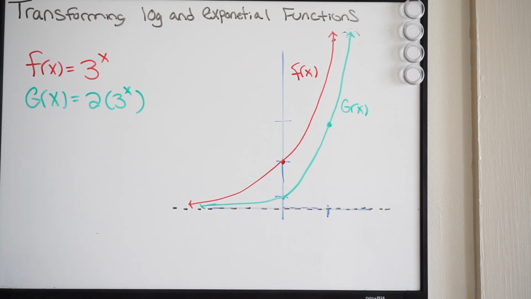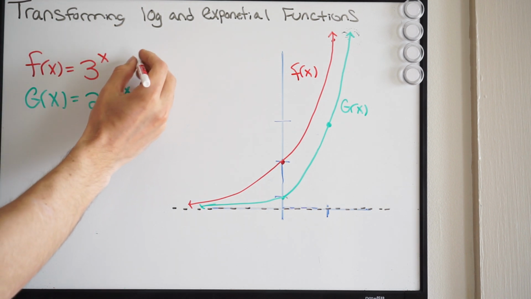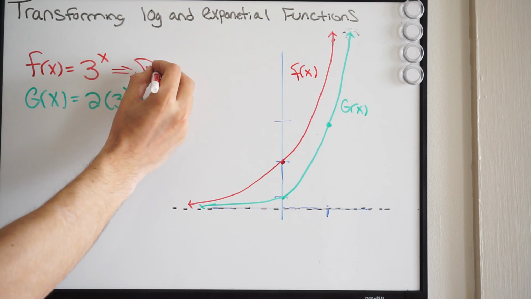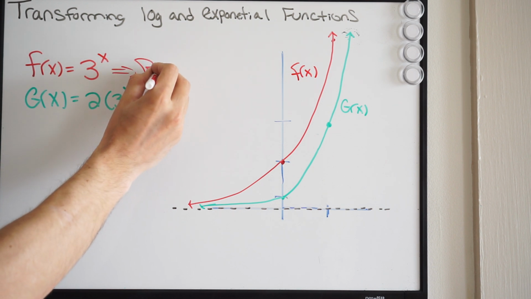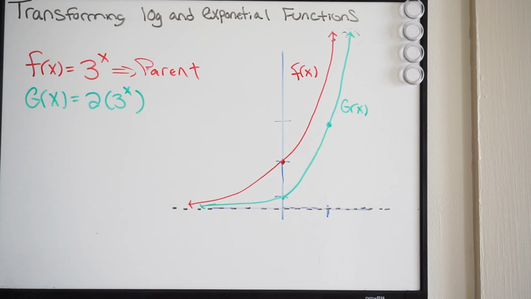All right, so what we want to do here is describe the transformation that took place. Okay, so here we have our original function. We can call this our parent function, because this is what it was originally, and then it went to this. So we can just say parent here. And what type of transformation took place here, going from this to this?